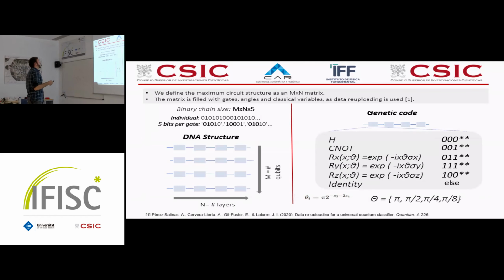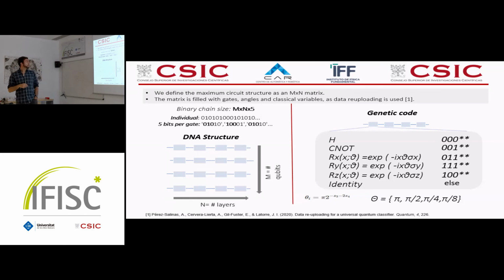This is the structure, the DNA. It's a matrix with a number of qubits and a number of layers that we predefine when we are creating the quantum circuits and the systems. And then all the qubit lines are filled with quantum gates. In this case, each quantum gate is 5 bits. The first 3 bits encode the gate, and the remaining bits encode the angles. So we have a lot of combinations of it.